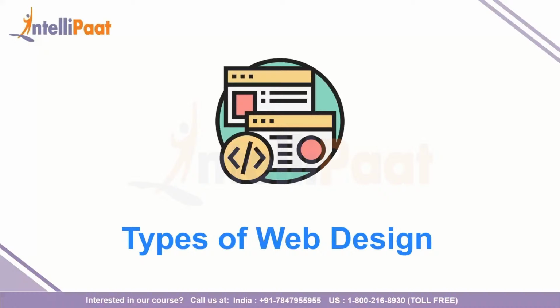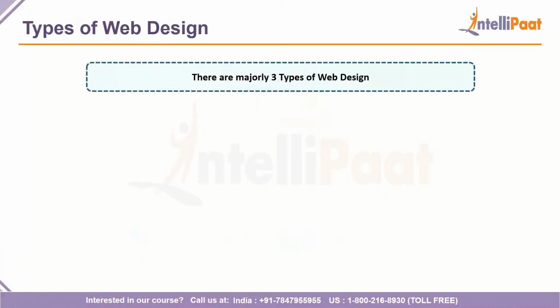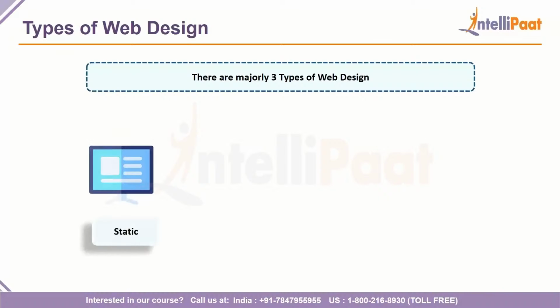So let's take a look at the types of web design that are available. There are majorly three types of web design, and these designs have evolved from one from the other. The first is static. This basically means that you design a website's design, you lay everything out, and that's what it's going to be, regardless of the size of the screen that it is being displayed on.